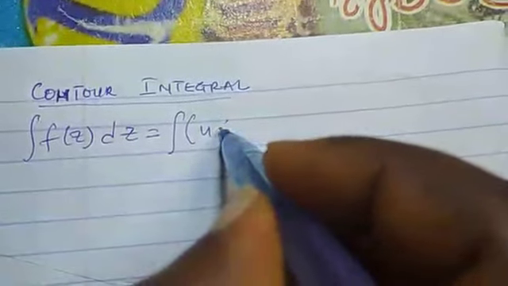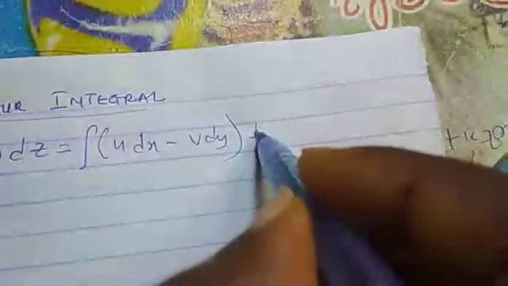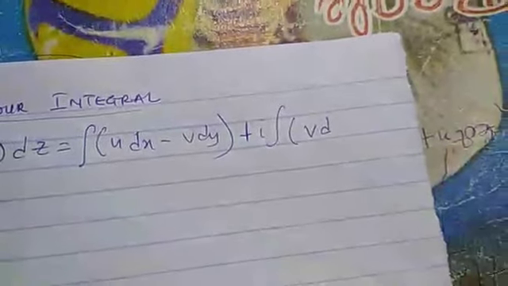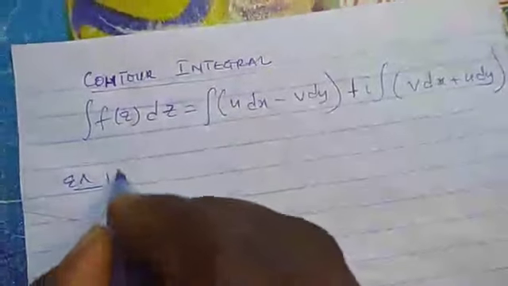So the only thing we need here is that the integral of f of z dz is the same thing as the integral of u dx minus v dy, plus i times the integral of v dx plus u dy. Now let's take an example. Example 1.